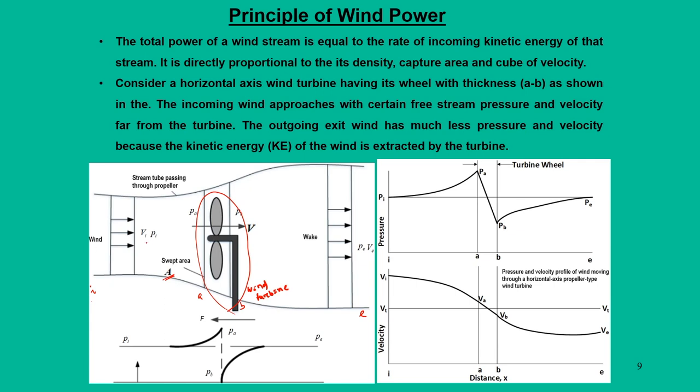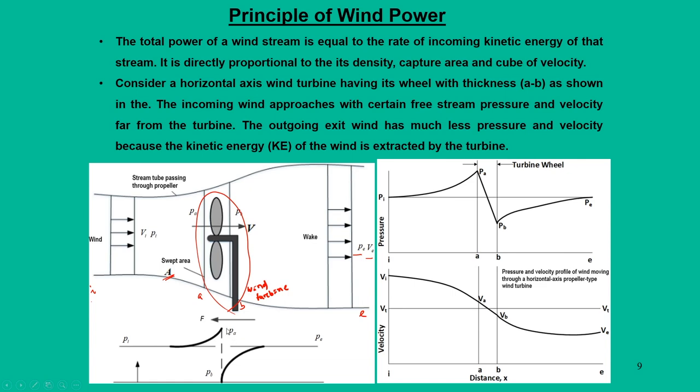So, wind flows at some velocity V I and pressure P I, and that is the inlet, and wind leaves the turbine far away from this location, that is from point B. So, we call this the exit, and its pressure is P E and velocity V E. Obviously, for the pressure and velocity distributions, one can simply apply Bernoulli's equation. So, initially when the wind approaches the turbine, the pressure keeps rising, and suddenly the energy gets converted to power. So, pressure suddenly drops from P A to P B.